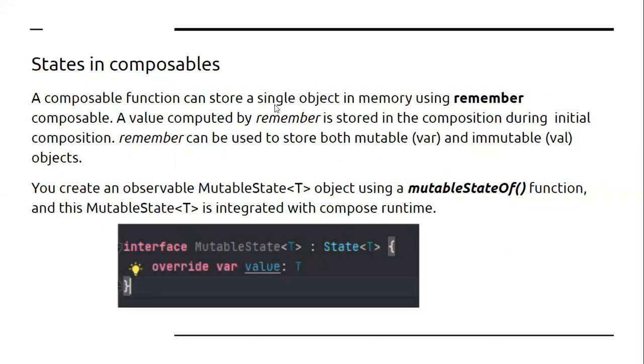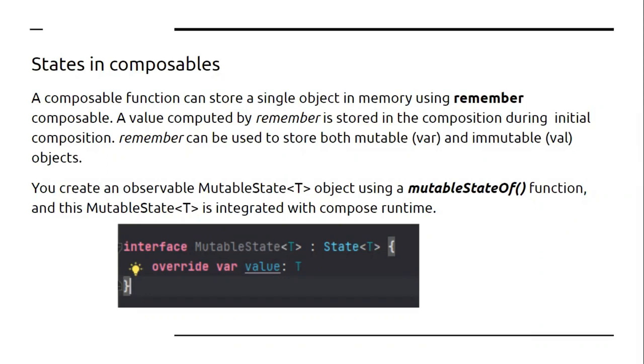So Compose functions can store a single object in memory using the remember composable. What does that mean? If we don't use remember, that value will get lost every time the recomposition happens. But by using remember, this remember here is also a composable function that will hold the value of that state in the composition tree.